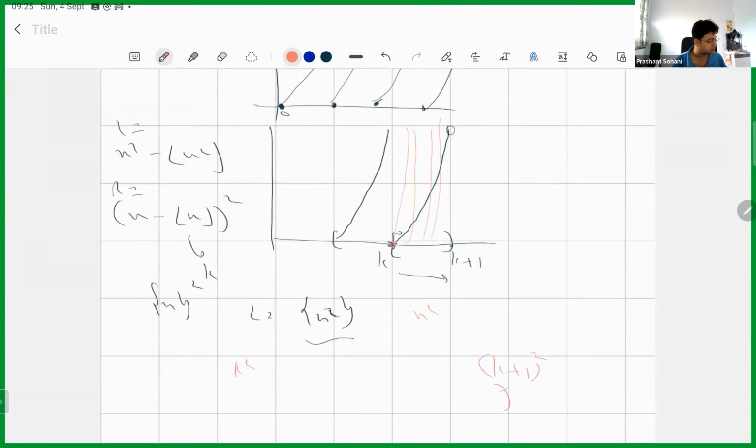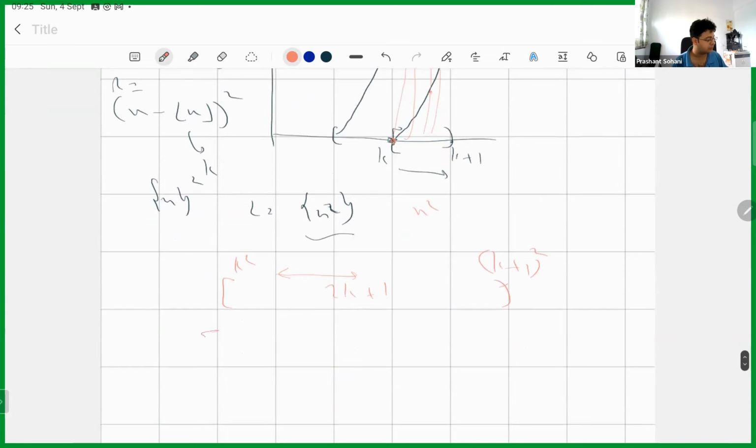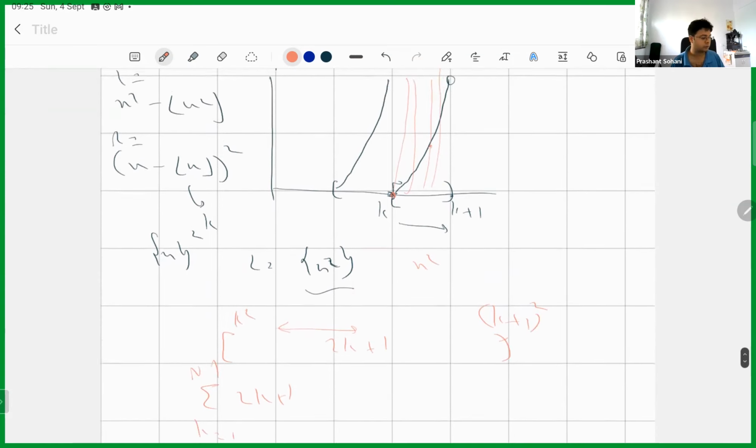Again, the left end is closed and the right end is open. So from this range to this range, for every integer there will be one such crossing that you will get. So it simply comes down to counting how many integers are there in this range, and that is simply 2k plus 1. Therefore, the answer turns out to be just the sum of 2k plus 1 as k goes from 1 to n or n minus 1. So this is also how you can look at the problem.